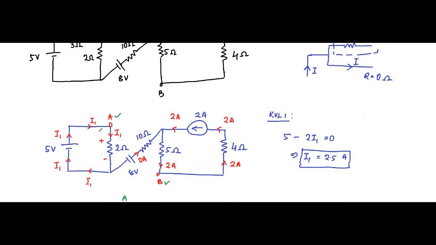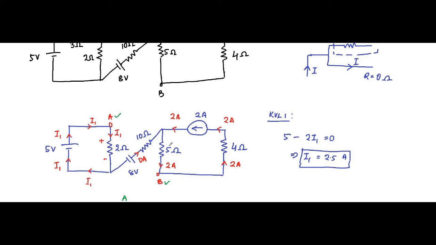Then we assigned the current values. The current flowing away from a voltage source and the current flowing into the voltage source should be the same: flowing away from the positive terminal, flowing into the negative terminal. So we did that, I1. Then the current flowing away from the current source and into it should be the same, 2 ampere, 2 ampere, that we assigned.